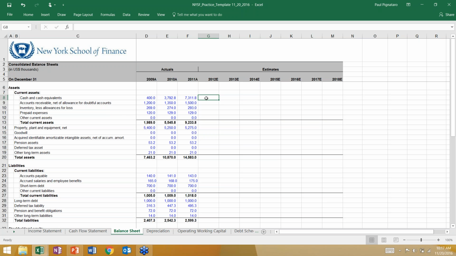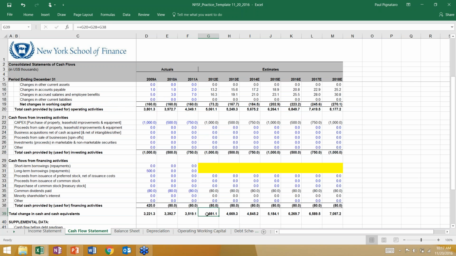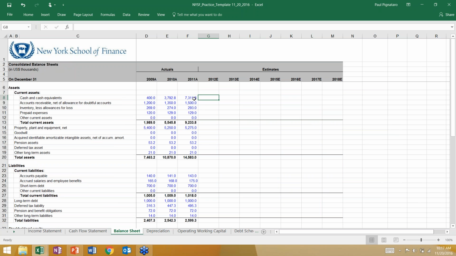So let's start with cash. Cash and cash equivalents. Which cash flow statement line item drives cash and cash equivalents? Well, it's going to obviously be on the cash flow statement, the change in cash and cash equivalents. That's question number one. Question number two, in what direction does it change it? So if I've generated in 2012, this is basically saying I've generated $3.9 million in cash. Well, if I've generated $3.9 million in cash, then my cash balance should go up. So the answer to question number two is this should be increased by the $3.9 million.